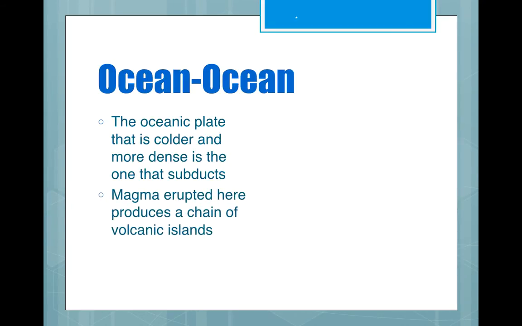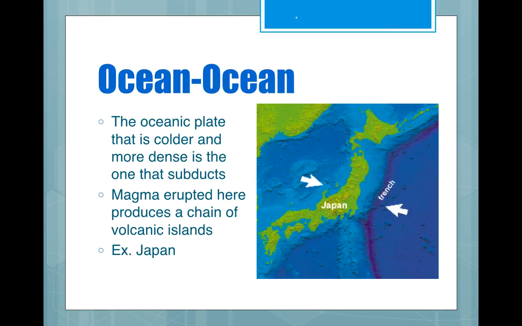Here you get magma then erupting because you get those subduction zones again, just like the last subduction zone, but now we're dealing with ocean-ocean plate boundaries. An example here, you get volcanic island chains. Now you have to be careful because as soon as I say volcanic islands, you're going to think Hawaii. Hawaii is formed in a completely different manner, which we will talk about later in this chapter. But an example here for you is the islands of Japan.